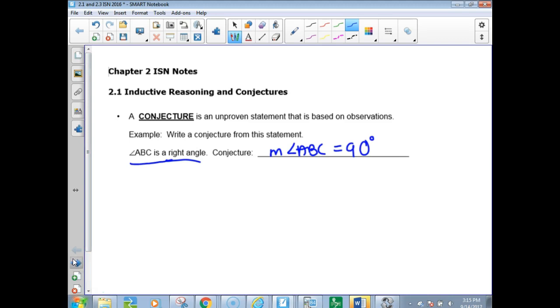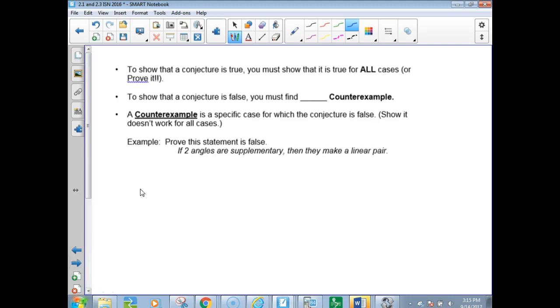Now we got that confused with counterexamples. So we want to make sure we get the difference. To show that a conjecture is true, you must show it's true for all cases or prove it. To show that a conjecture is false, you must provide one counterexample. A counterexample is, again, a specific case for which the conjecture is false. All you're doing is showing it doesn't work for all cases.